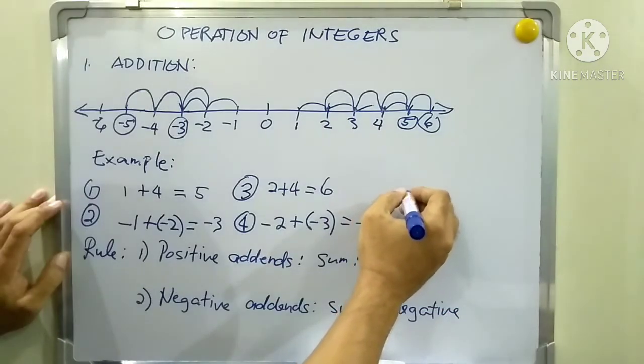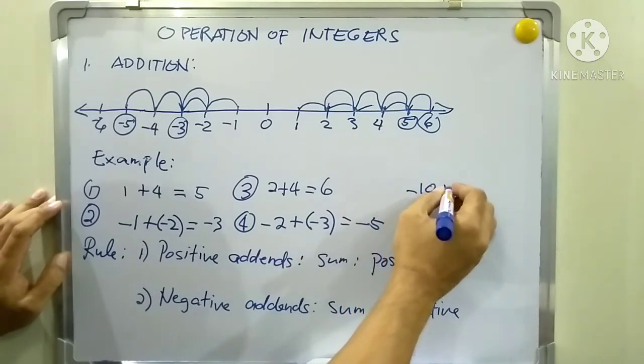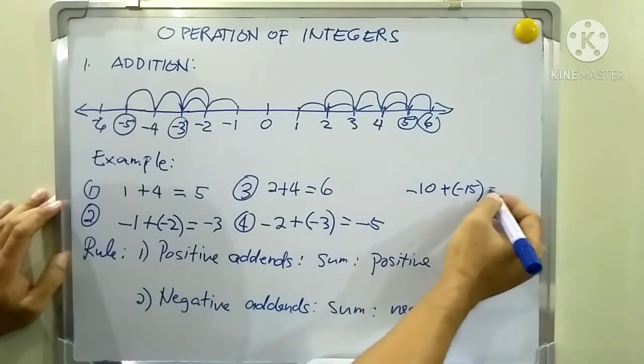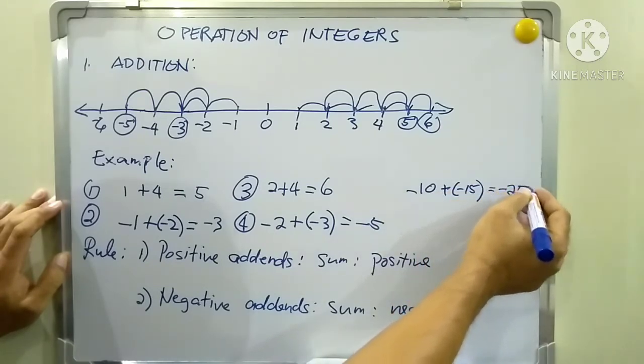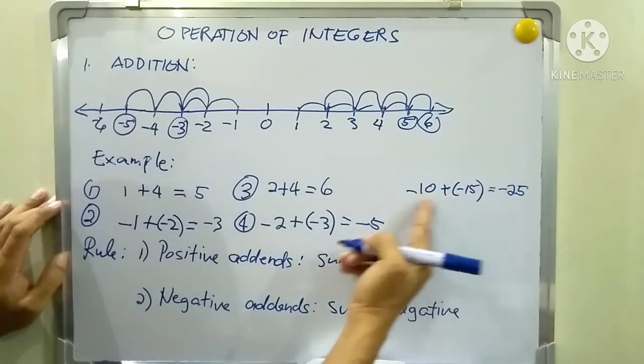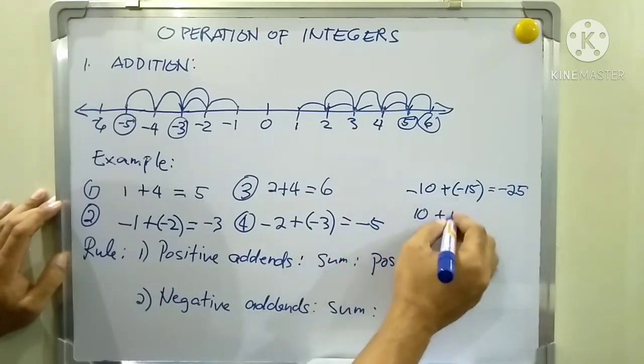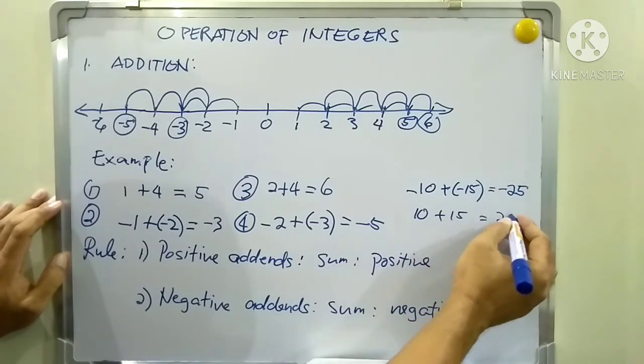For example, we have negative 10 plus negative 15. The answer is negative 25. Just add both numbers and copy the common sign. 10 plus 15, the answer is 25.